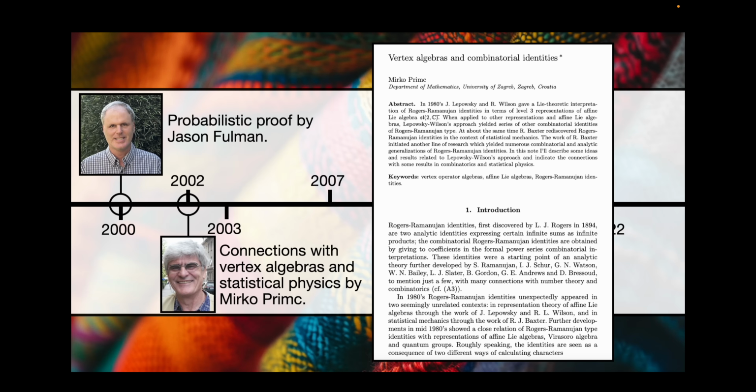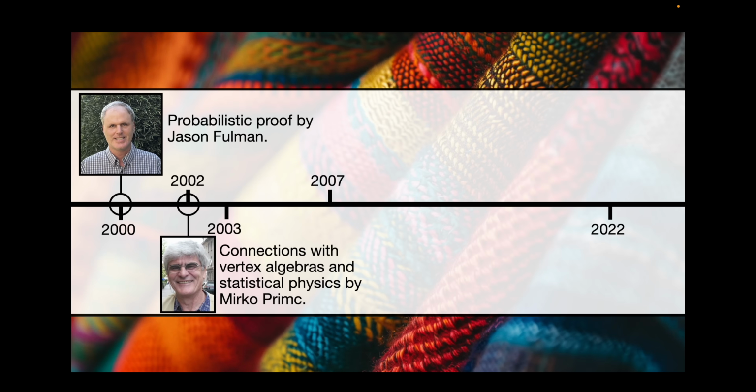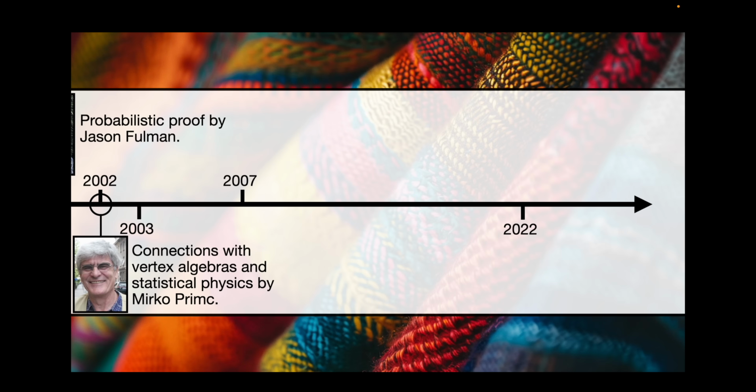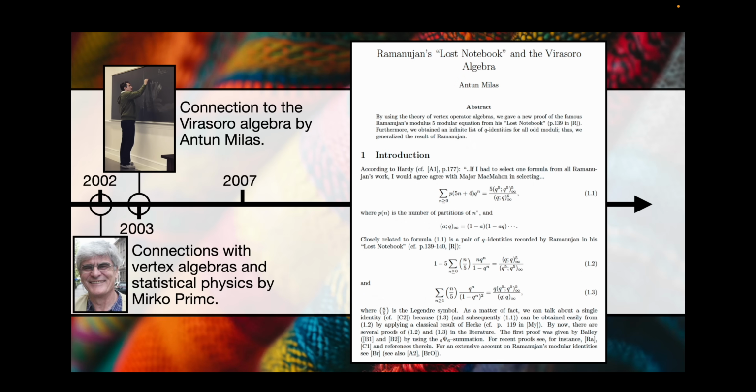Primc, in fact, has spent a lot of his career taking Rogers-Ramanujan-like identities and giving them interpretations inside of vertex algebras and the combinatorial identities that are within the structure of these vertex algebras. And so I think maybe the first of his papers to do this kind of thing was in 2002. Now, in 2003, my PhD advisor, Antun Milas, gave a connection to the Virasoro algebra.